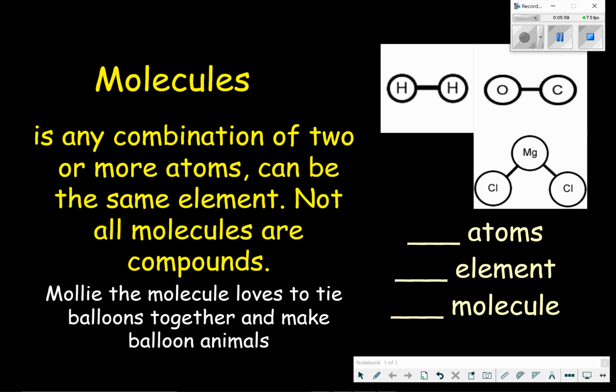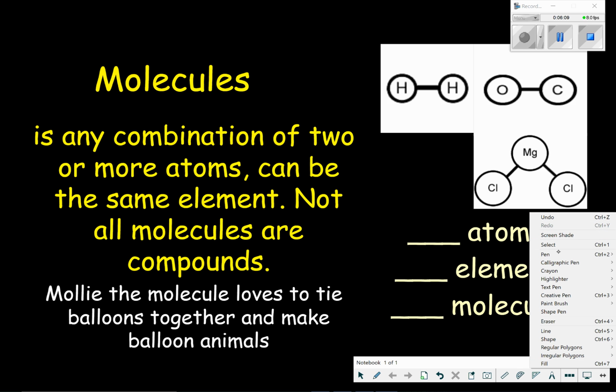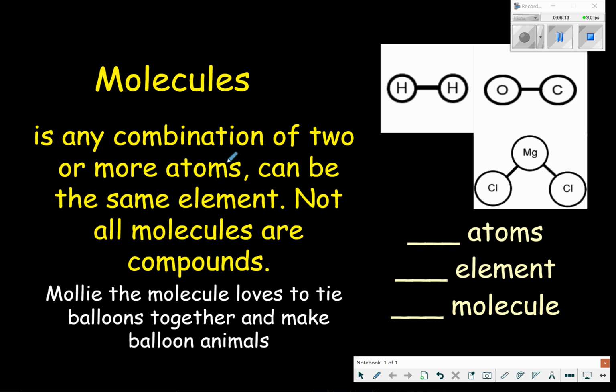Now, when we're talking about molecules, a molecule is any combination of 2 or more atoms. This is important, that these are 2 or more atoms. This will become very important in the next few minutes. A molecule can be the same element. Not all molecules are compounds. We're going to talk about compounds in just a minute.